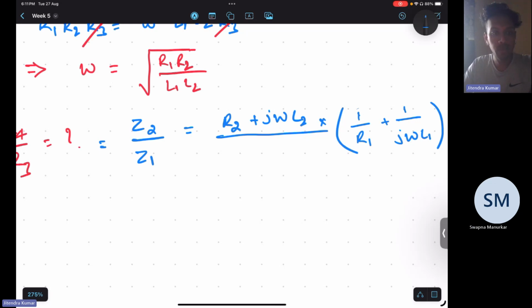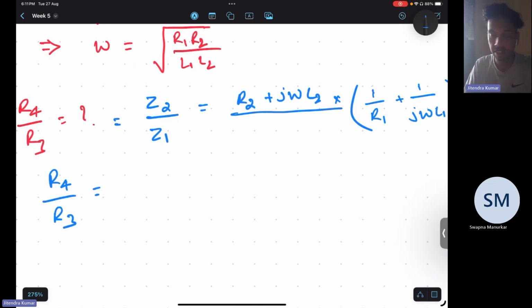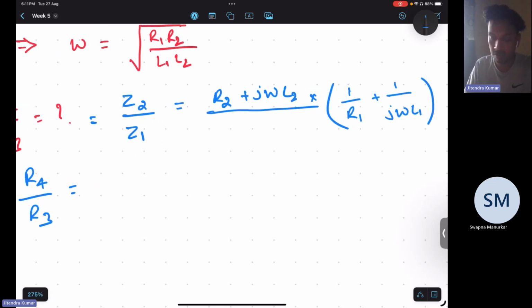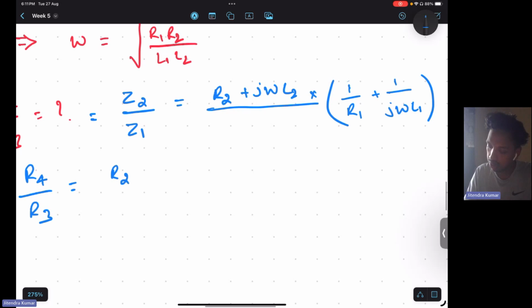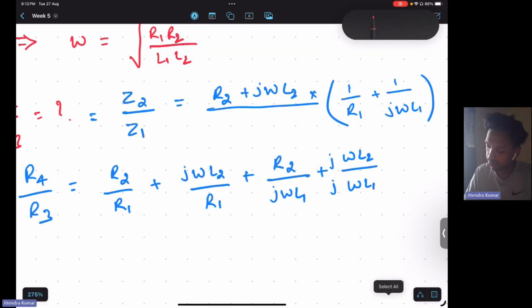Now what we can do, we can further simplify R4 by R3 into real and imaginary parts. We will multiply them first. So R2 by R1 plus j omega L2 by R1 plus R2 by j omega L1 plus omega L2 by omega L1. The j and j will be there, and they will be cancelled out.